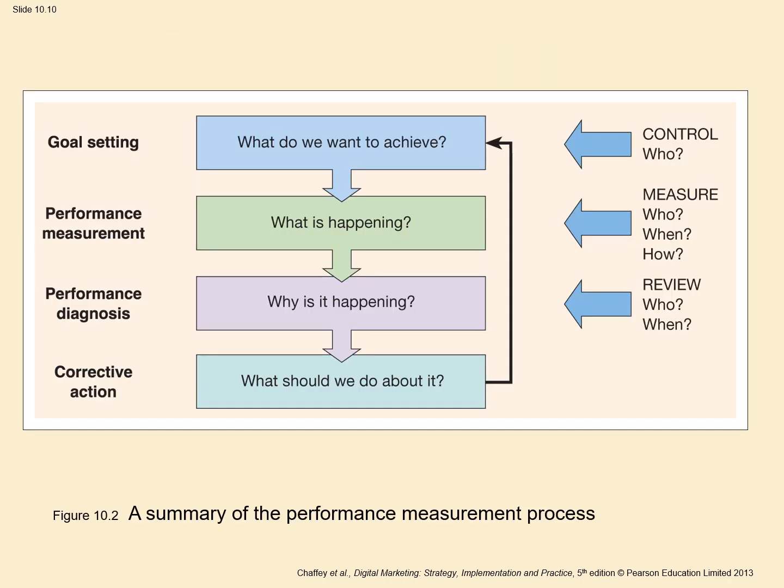Here is a summary of the performance measurement process. We will divide it into 4 processes. The first one is goal setting. The second one is performance measurement. The third one is performance diagnosis. And the last one is corrective action.